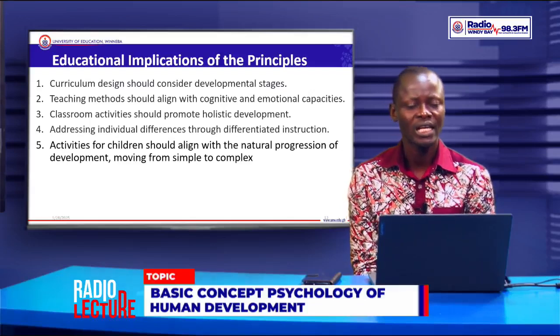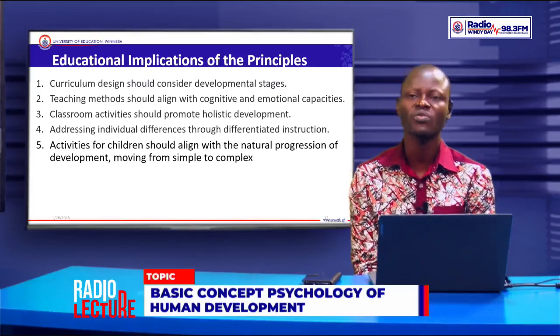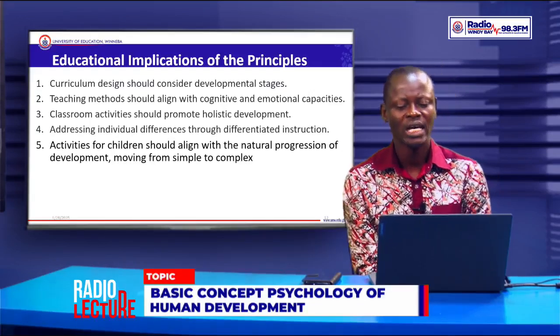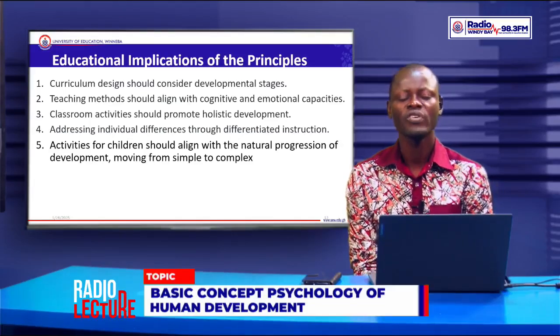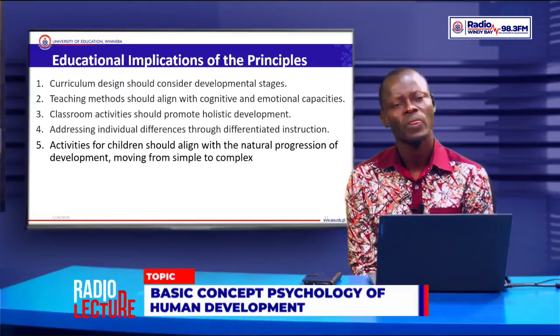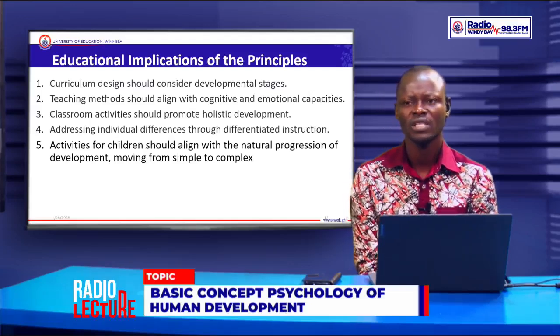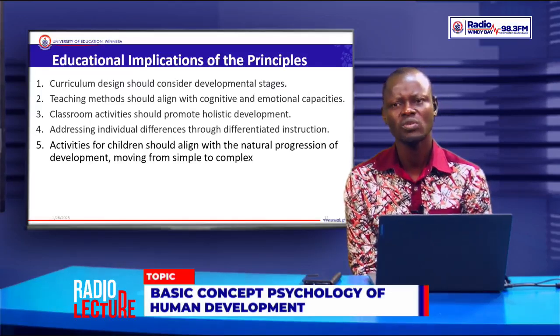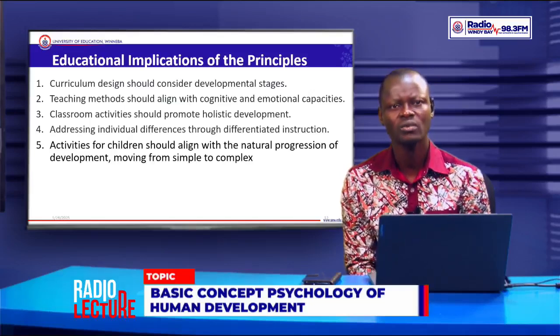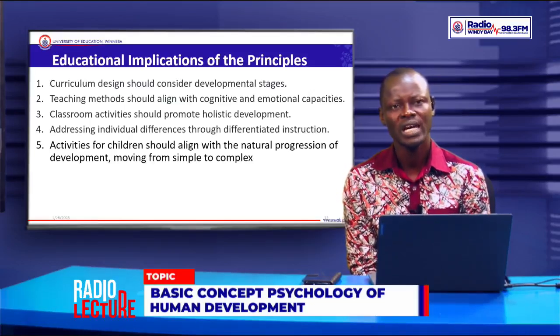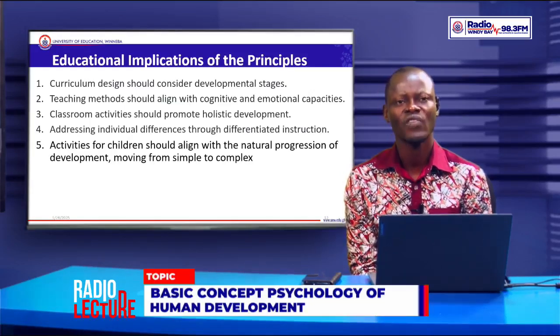And the other one I want to consider is that activities for children should align with the natural progression of development, moving from simple to complex. Where you are going to give children activities, it shouldn't be the complex ones first. They should start with the simple ones. As they go with the simple ones, they sharpen their skills and they are able to now advance to do the complex.